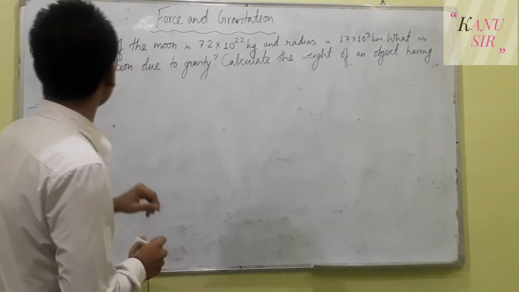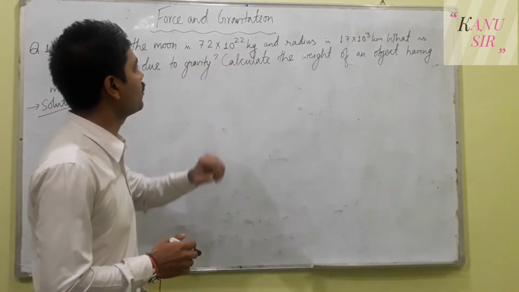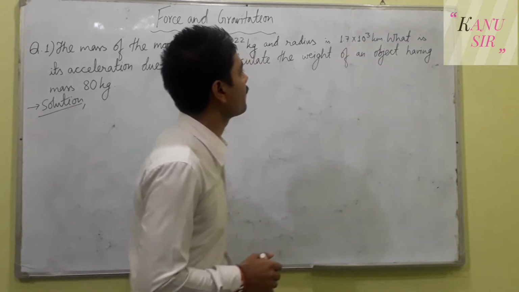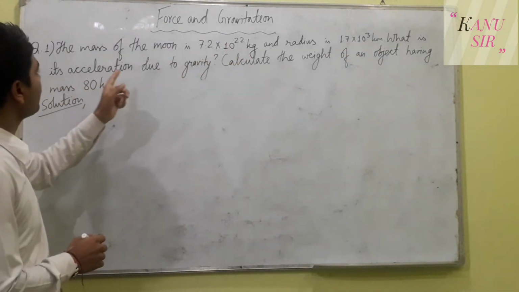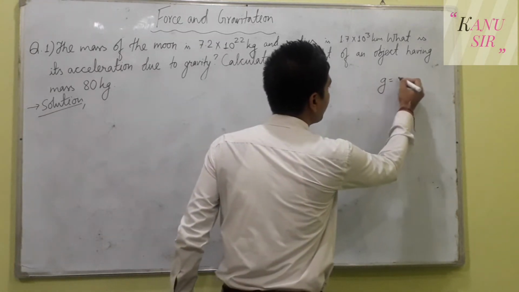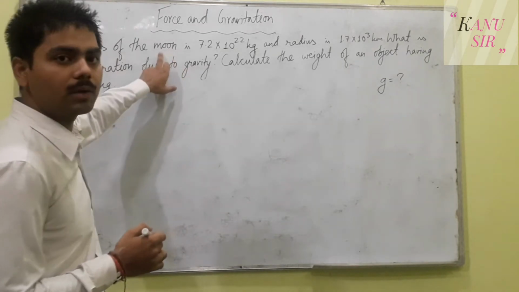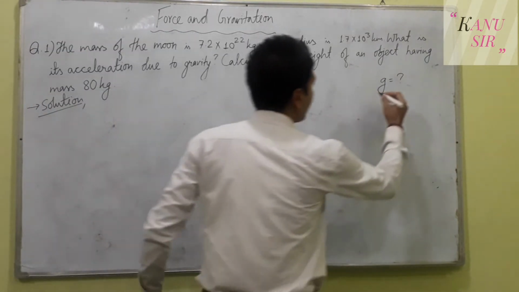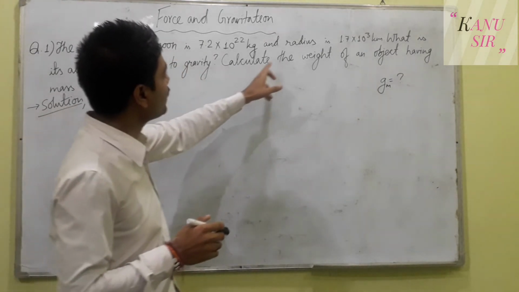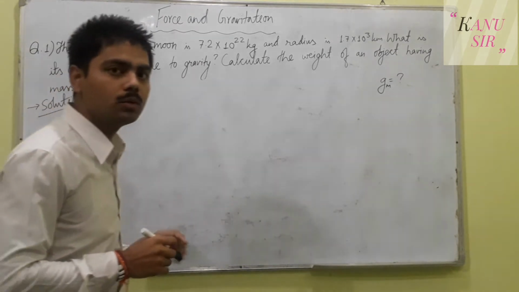The first question is: mass of the moon is 7.2 into 10 to the power 22 kilograms and radius is 1.7 into 10 to the power 3 kilometers. What is its acceleration due to gravity? It means we are requested to find the acceleration due to gravity of the moon. So we can write gravity of the moon. Calculate. Also we have to calculate the weight of an object having mass 80 kg on the moon.